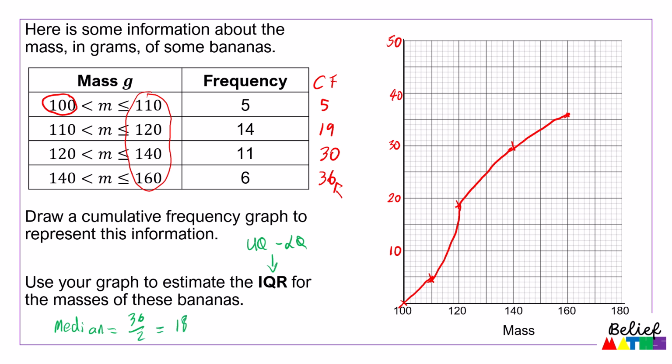Okay, so that's 18. So therefore, the lower quartile is going to be half of that. 18 divided by 2, which is 9. And the upper quartile is just going to be the median plus the lower quartile, which is 27. So we're looking for the 27th value and the 9th value.